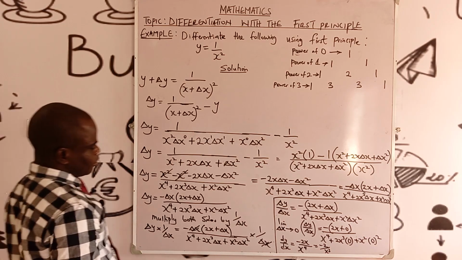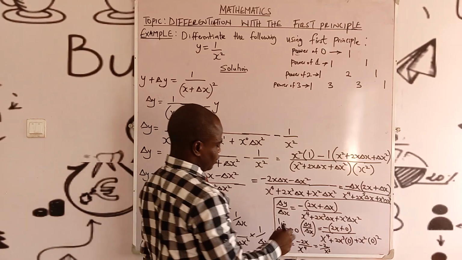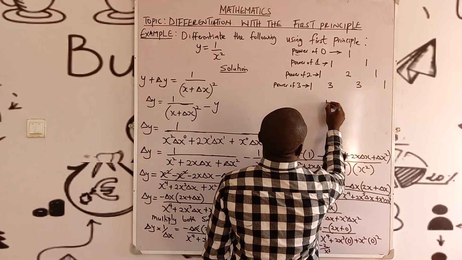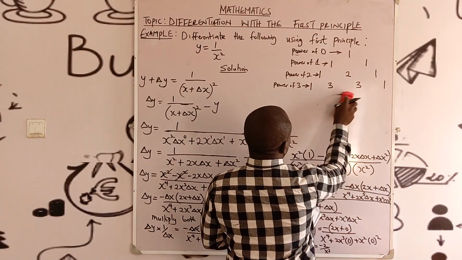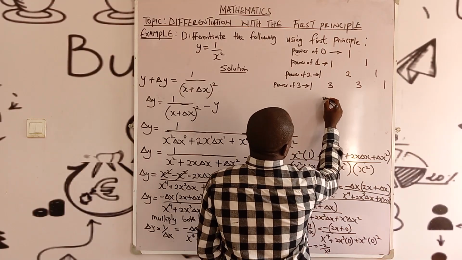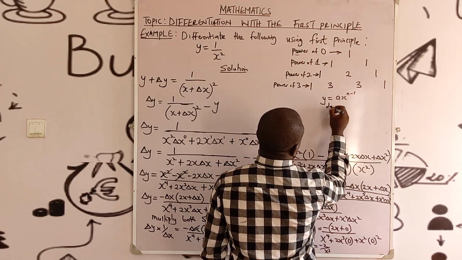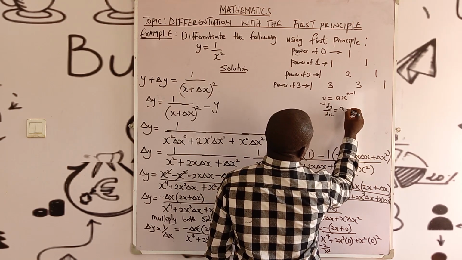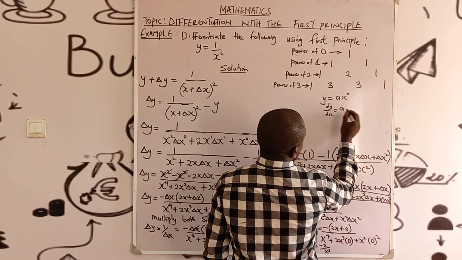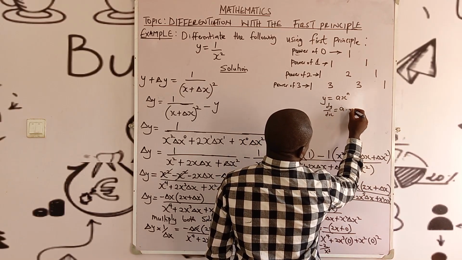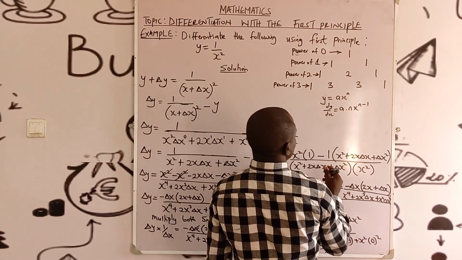Okay, you can confirm if it's the same as when you do the normal differentiation. Let's do it. y equals ax raised to power n, dy over dx equals a multiplied by n x raised to n minus 1. When you differentiate it, that's when you introduce minus 1.